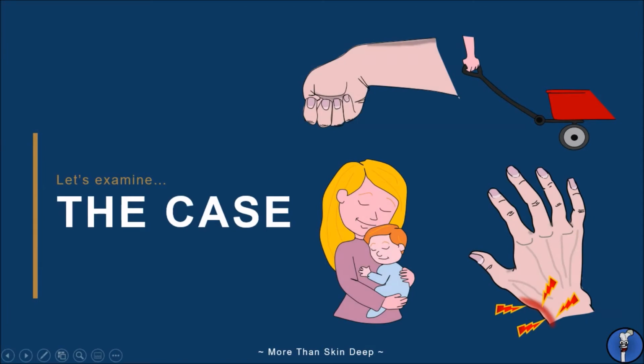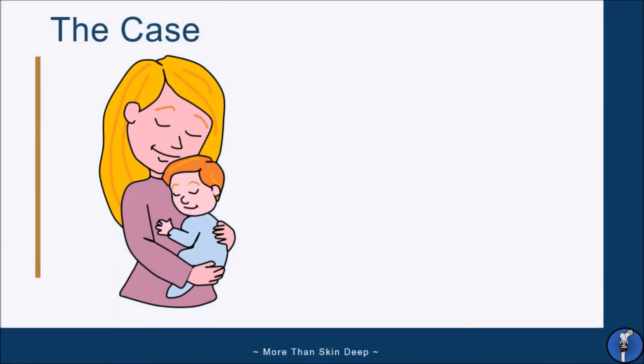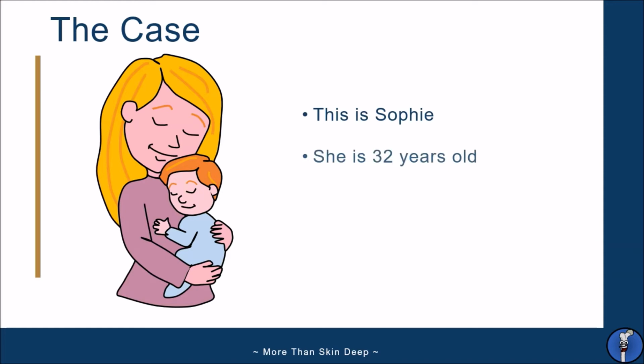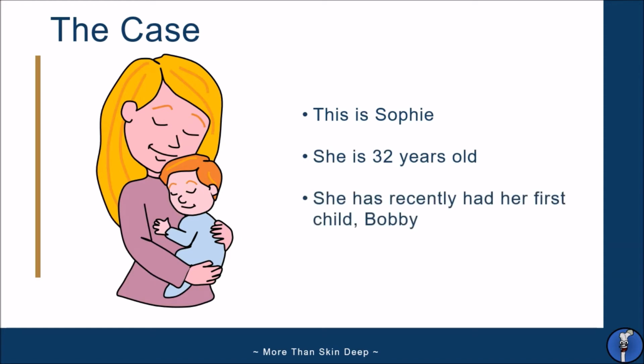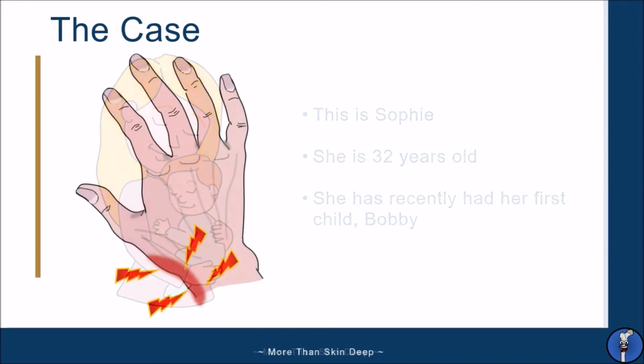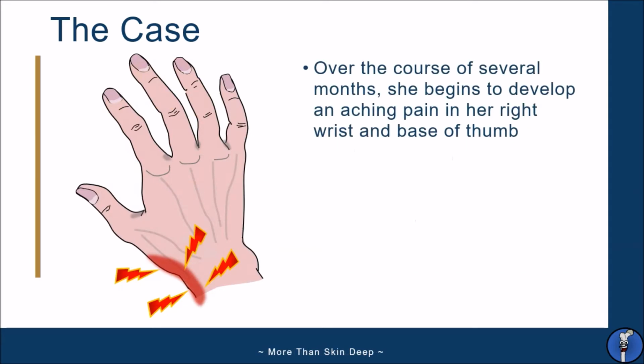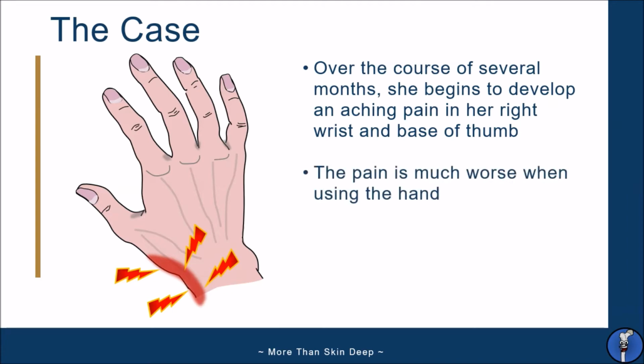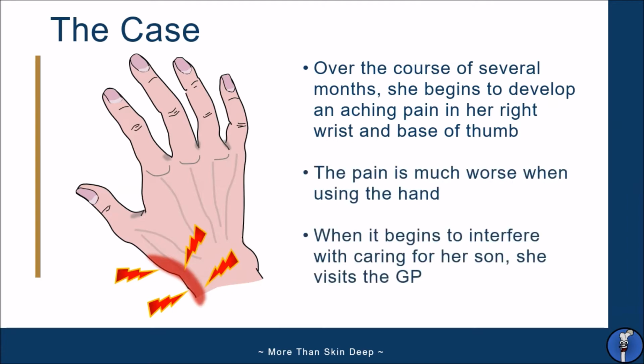Let's start by looking at a clinical case. This is Sophie. She's 32 years old and she's recently had her first child, Bobby. Over the course of several months following the birth of Bobby, she begins to develop an aching pain in her right wrist and the base of her thumb. The pain is much worse when moving the hand, and when it begins to interfere with her caring for her son, she decides to visit the GP.